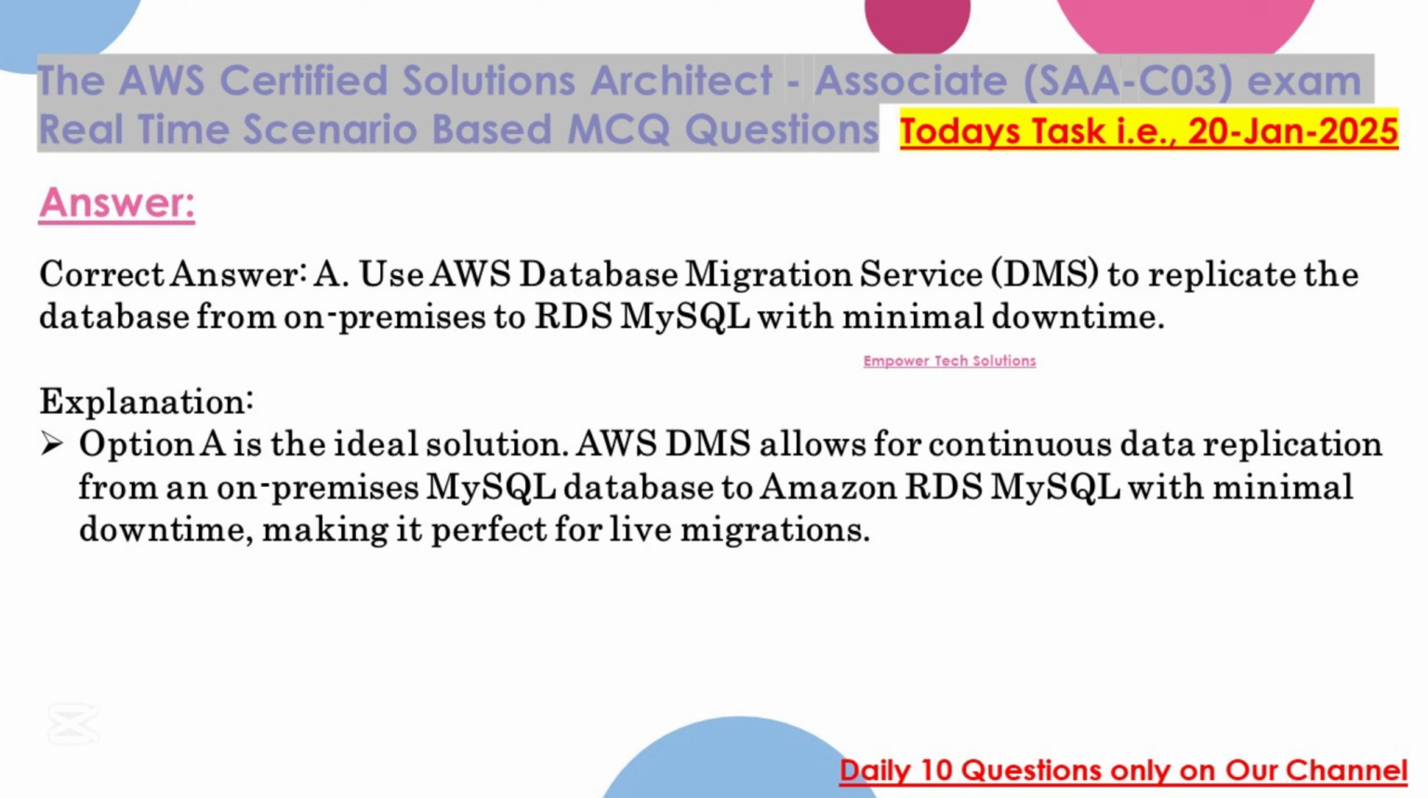Explanation: Option A is the ideal solution. AWS DMS allows for continuous data replication from an on-premises MySQL database to Amazon RDS MySQL with minimal downtime, making it perfect for live migrations.